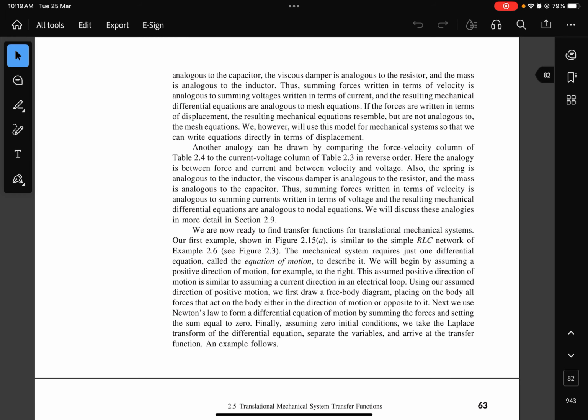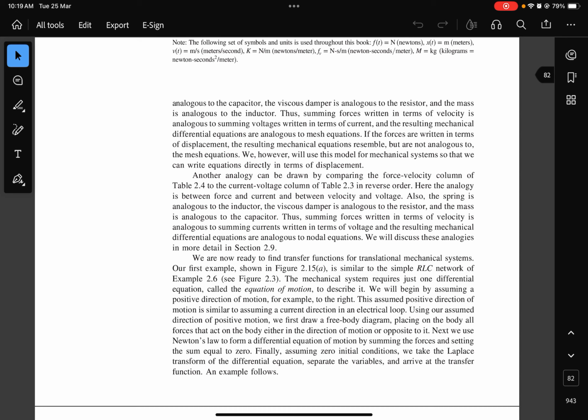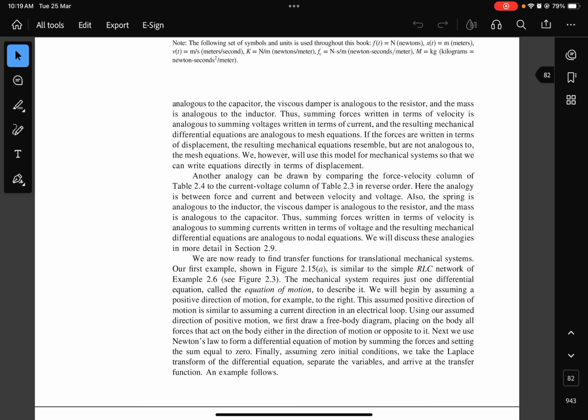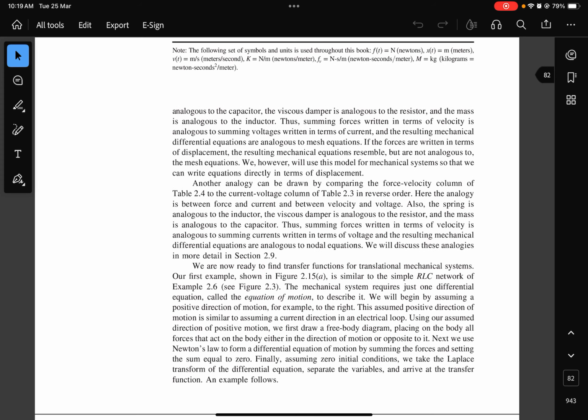Basically the important thing here is in the last paragraph, you can see that we can now do the first example, which I will go through with you in a bit, and that the mechanical system requires just one differential equation, called the equation of motion, to describe it. So that's what we're going to do.